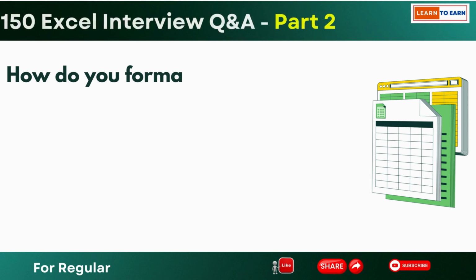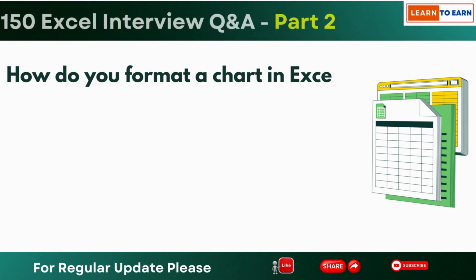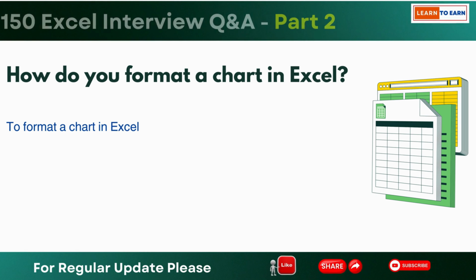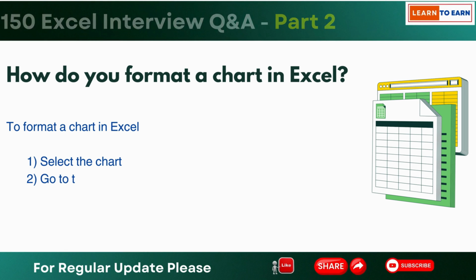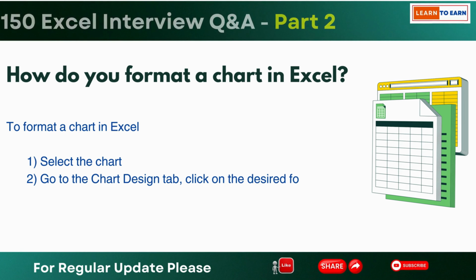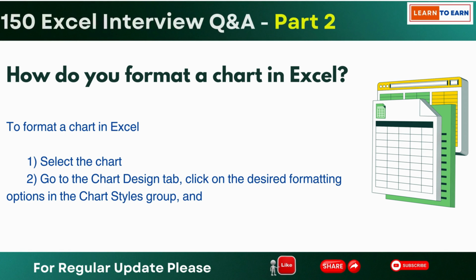How do you format a chart in Excel? To format a chart in Excel, select the chart, go to the Chart Design tab, click on the desired formatting options in the Chart Styles group and customize as needed.